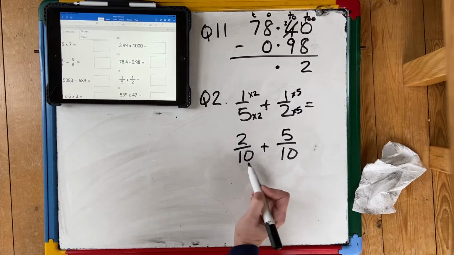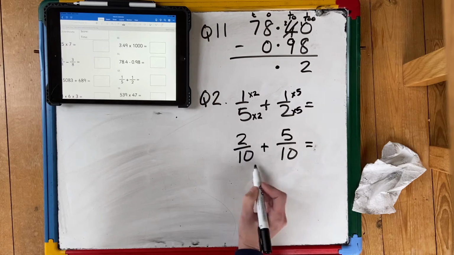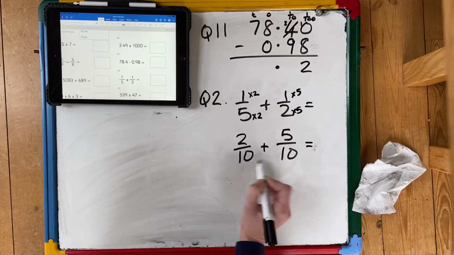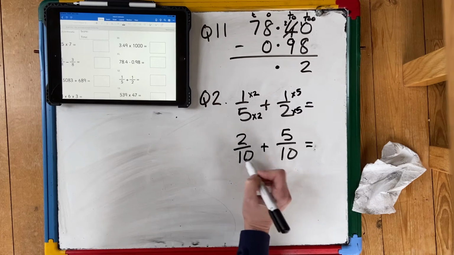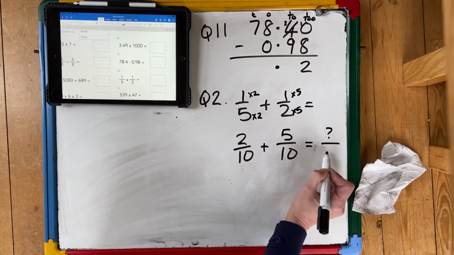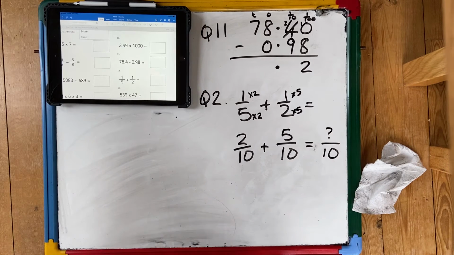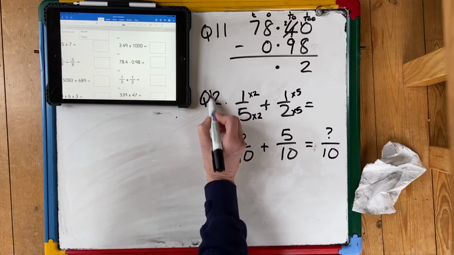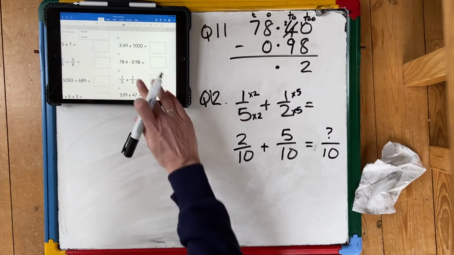So now I've got 2 tenths, add 5 tenths. Now my denominators are the same, I can work out the answer. 2 tenths add 5 tenths is how many tenths? That was question 12, sorry, not 2. Question 13.